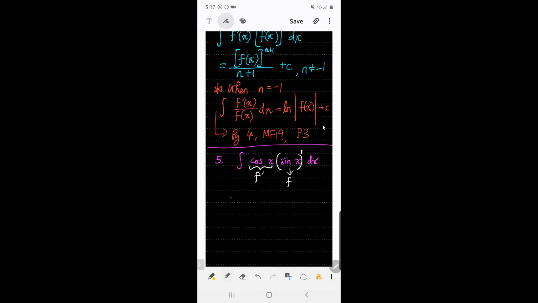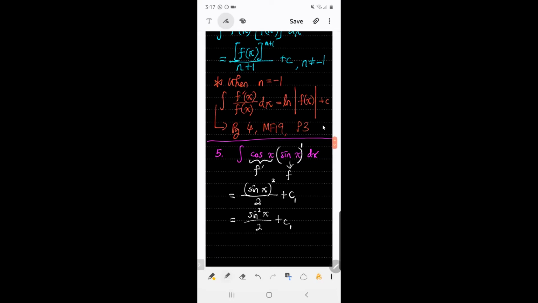When you use the power rule, you will obtain the answer. Therefore, you have sine x in the bracket. You have power 1 plus 1, so you get 2 and then divided by 2 plus c. So this is the first answer. You have sine squared x over 2 plus c. Let's say I call this c1. This is one way of doing it for question number 5.